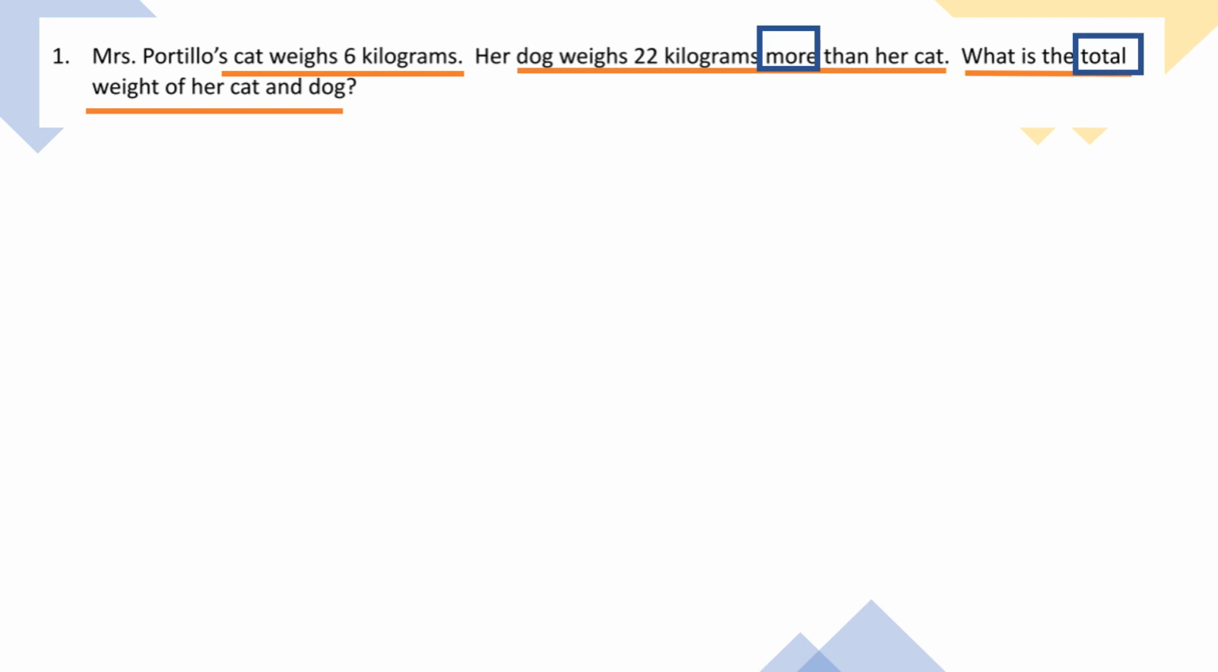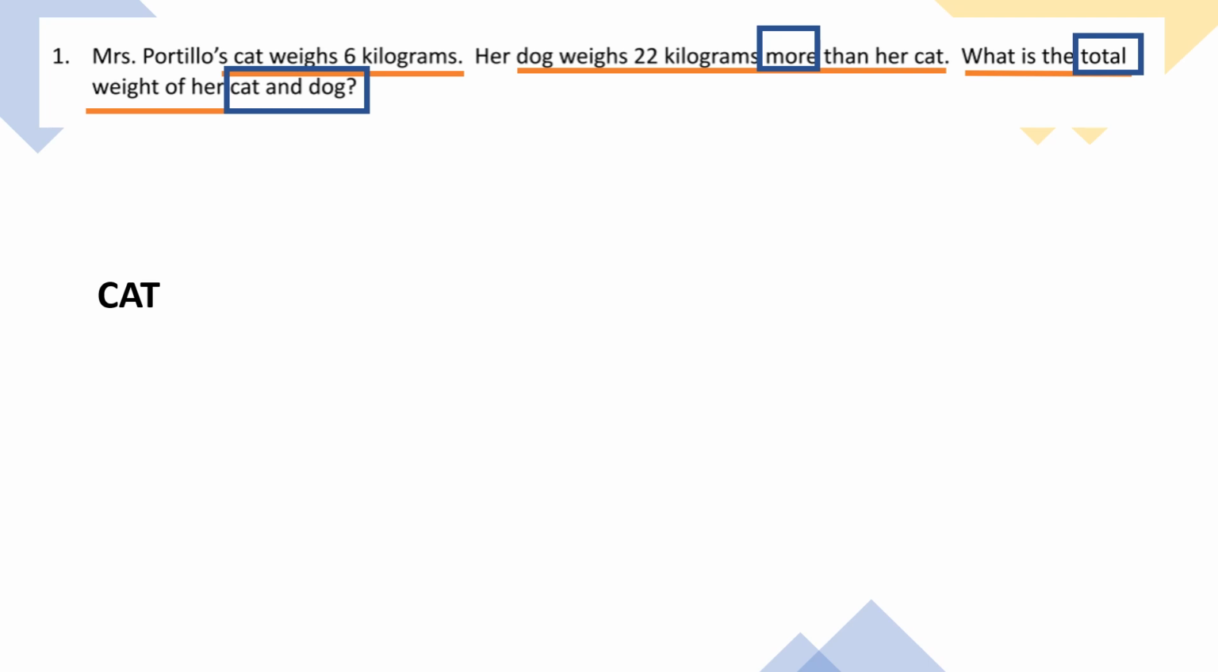The other key word is total. So we're going to add to find the total. And what are we adding? The cat and the dog. But we have a problem. We know the cat's weight, but we don't know the dog's weight. So that's what we're going to have to add to find out. And then once we find that out, we're going to add the cat's weight and the dog's weight together to get the total. So let's get started.